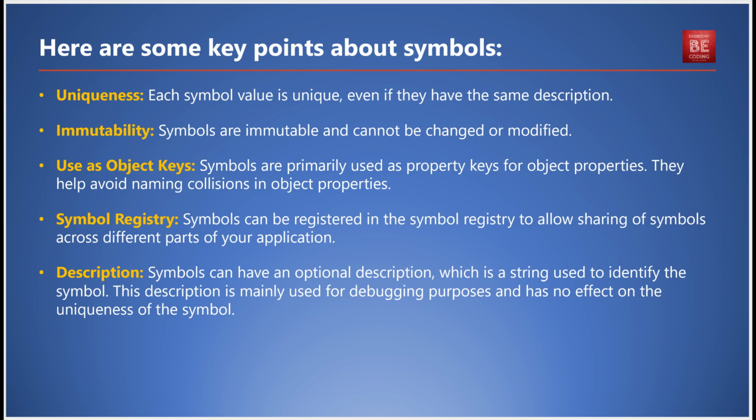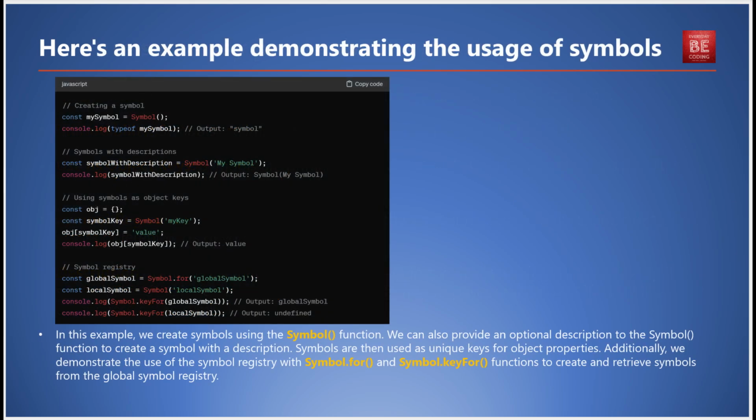So how do we use symbols as object keys? It's quite straightforward. You create a symbol, and then you use it as a key for your object property. This process ensures that your object property has a unique identifier, which completely eliminates the risk of naming collisions within your object properties. But what about sharing symbols across different parts of your application? That's where the symbol registry comes into play. You can register symbols in the symbol registry, which allows you to share them across your entire application.